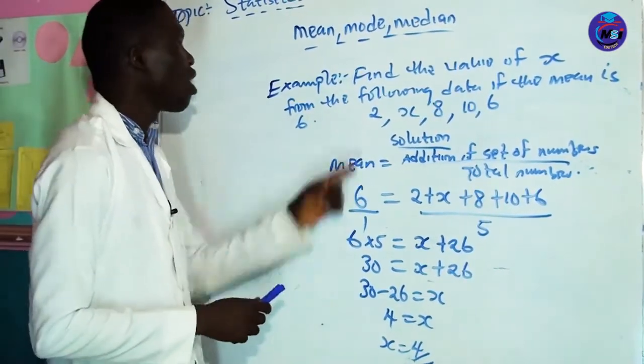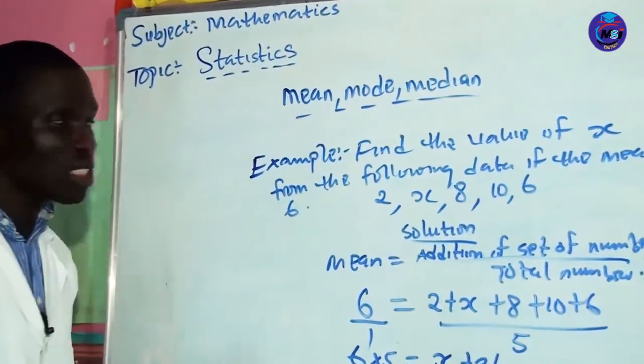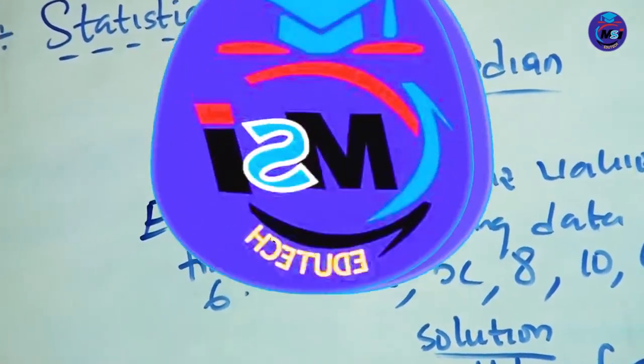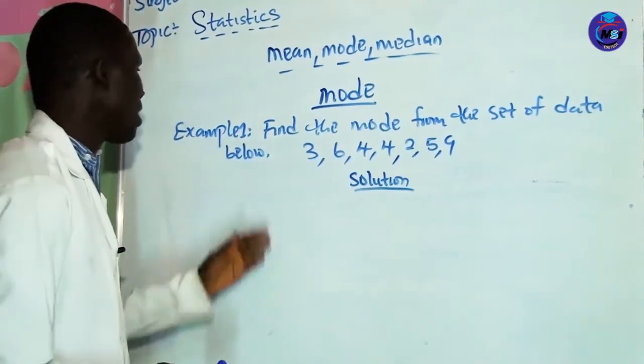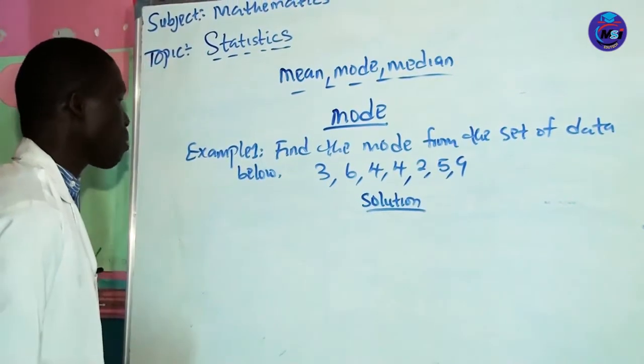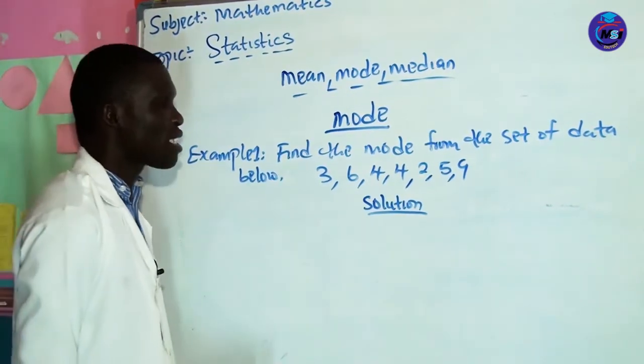So let's go to mode. How can we find the mode of a set of numbers? It's very simple. Let's quickly look at it. Okay, class, let's look at this example. Find the mode from the set of data below. We have 3, 6, 4, 4, 2, 5, 9.